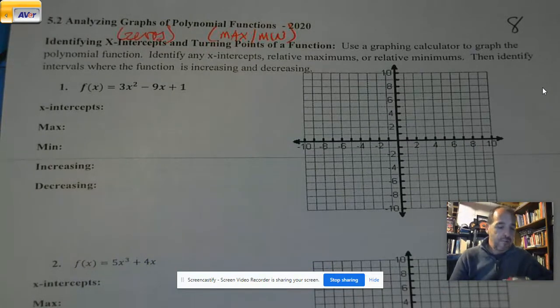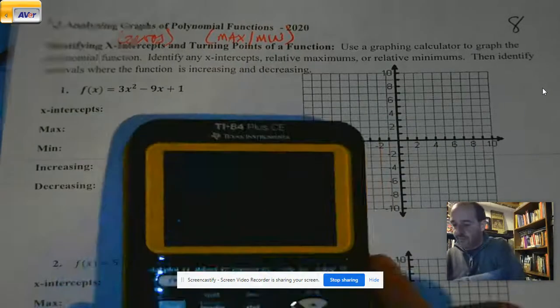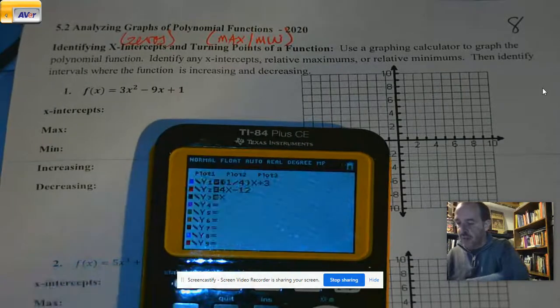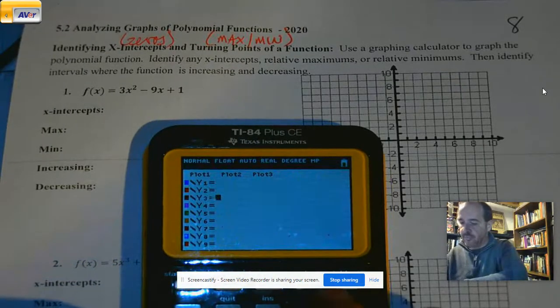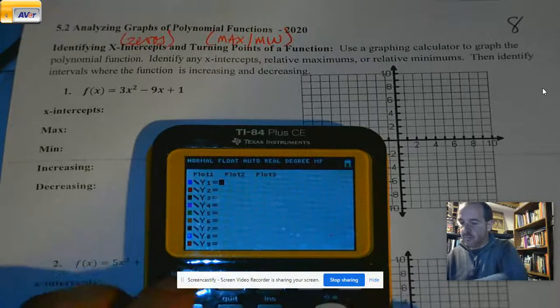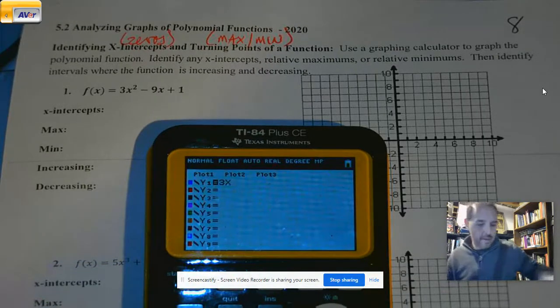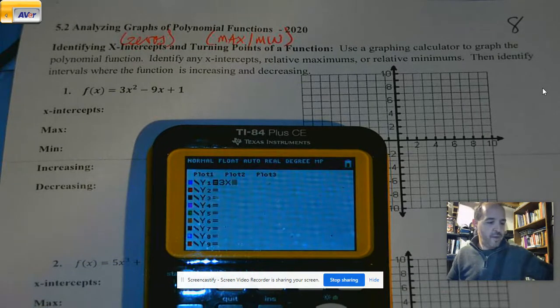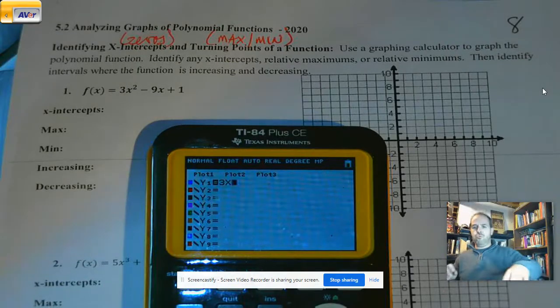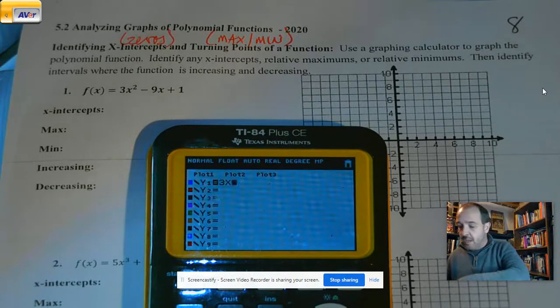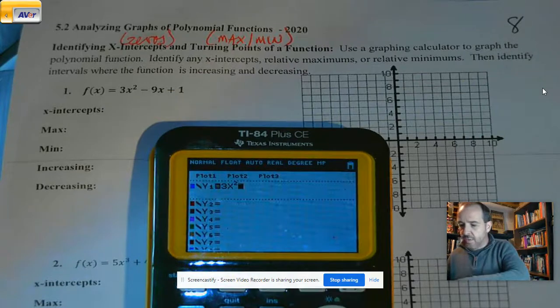So, okay, first things first, let's get a graph. We want to be semi-accurate here. Can't be accurate if I don't graph anything. Okay, that's better. So 3x squared minus 9x plus 1.